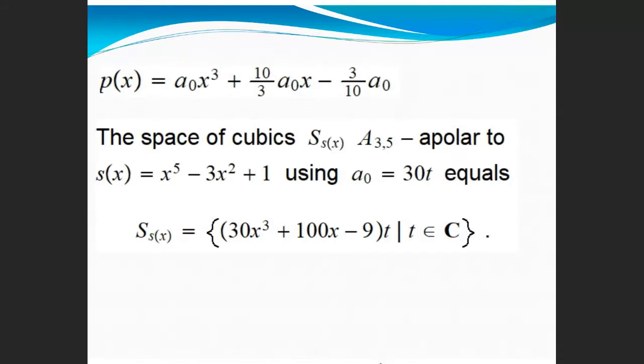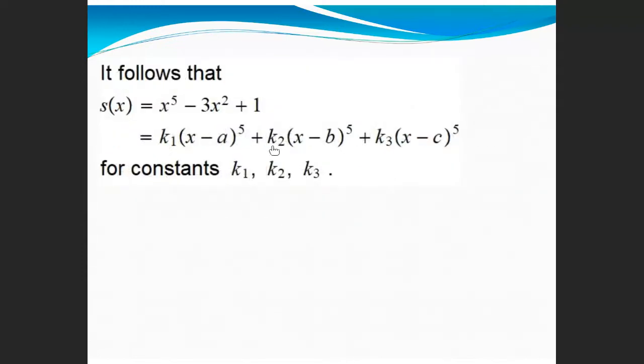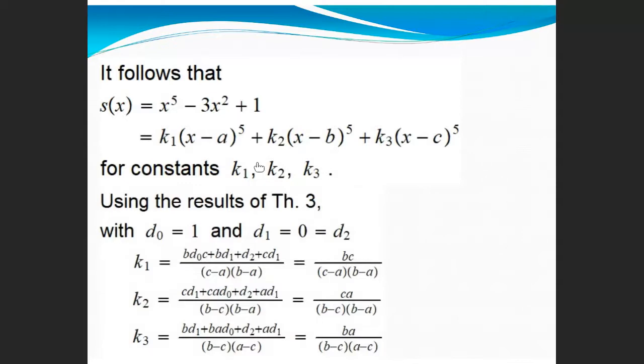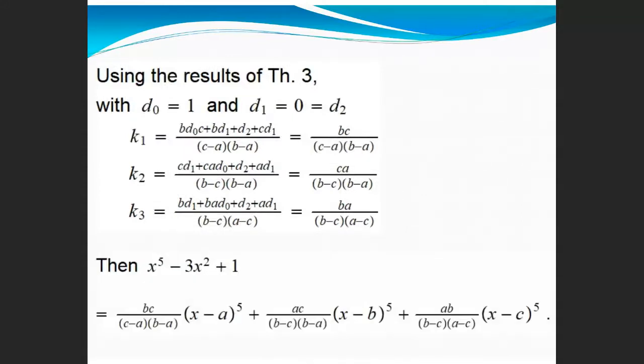But notice this is one that we have already found the roots for. That was A, B, and C we found earlier. So we can go back and substitute those in, and then use the values we have from the theorem for the k sub i's, and here is what they are in the general form. And in this example, we get the k sub i's in terms of the roots of the cubic, A, B, and C. And so we can write that out and write out our quintic there.